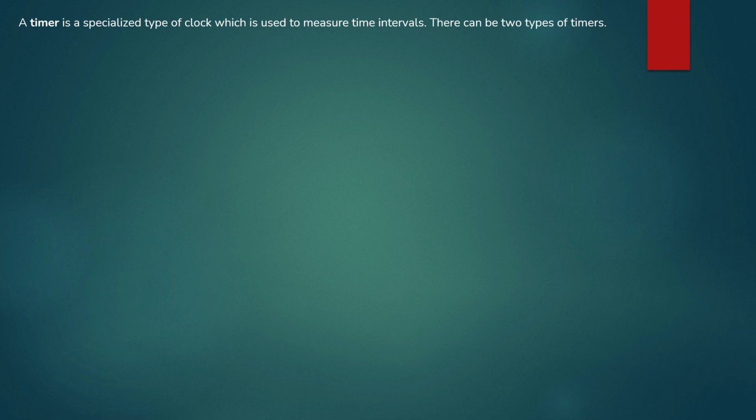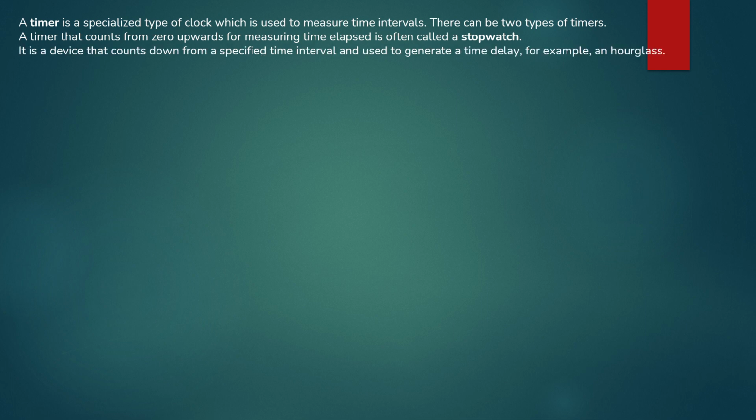Now there can be two types of timers. A timer that counts from 0 upwards for measuring the time elapsed is a timer, and the example is stopwatch. Then a device that counts down from a specified time interval and is used to generate a time delay is also a timer, and the example is hourglass. So first let us see the timer with up counter.